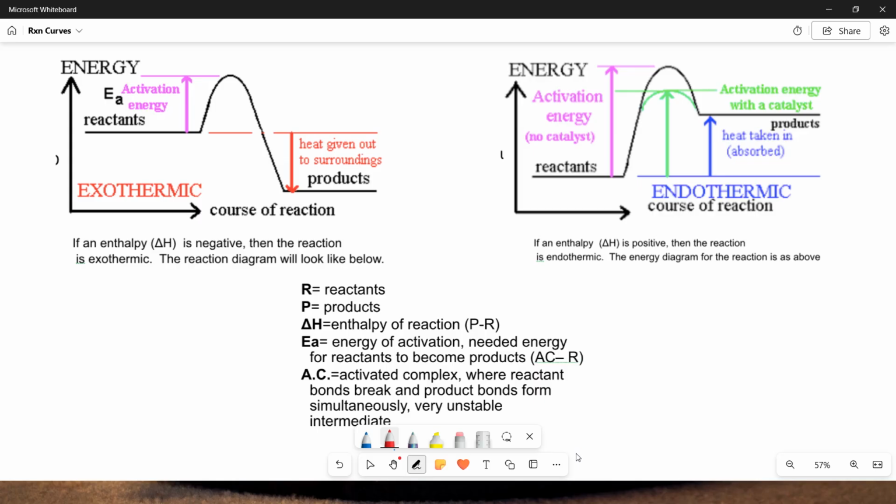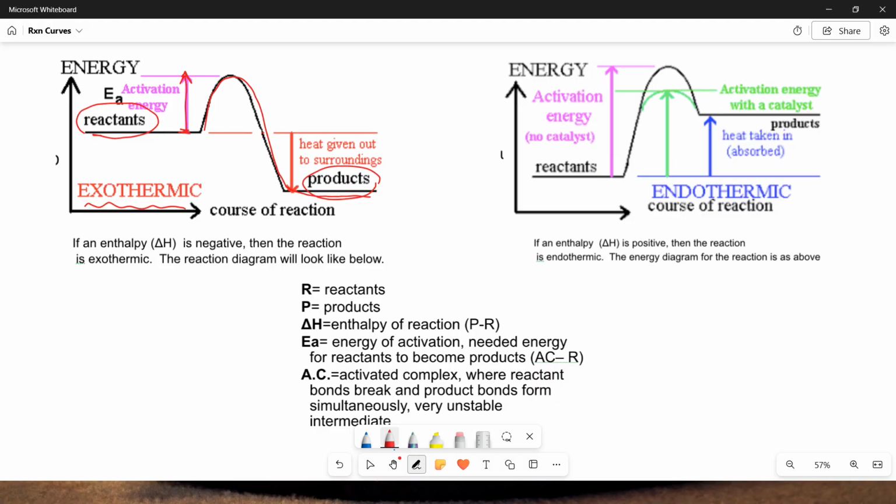You can see on the left side of my screen, we're going to talk about exothermic reactions first. You can see here that reactants are at the beginning. That's what we always start with. They proceed and go up over a hill and then come down and form what we call the products. Now, this distance from where the reactants are to the top of this hill is called the energy of activation.